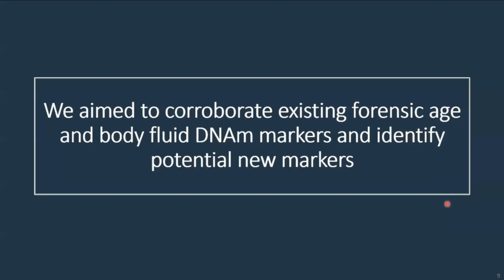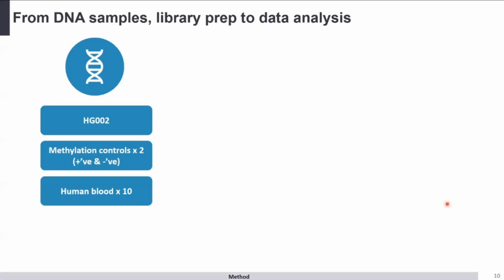So our study aims to corroborate existing forensic age and body fluid DNA methylation markers and identify potential new markers using nanopore adaptive sampling to investigate all CpG sites within the target genes. To do this, three types of genomic DNA samples were used in the adaptive sampling runs.